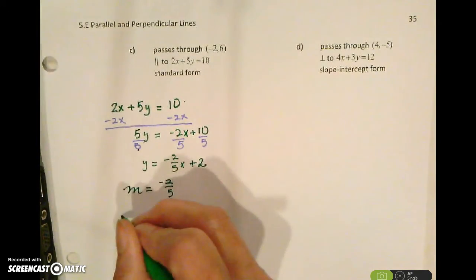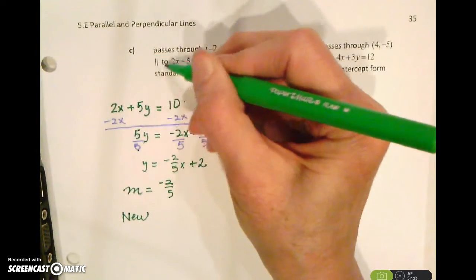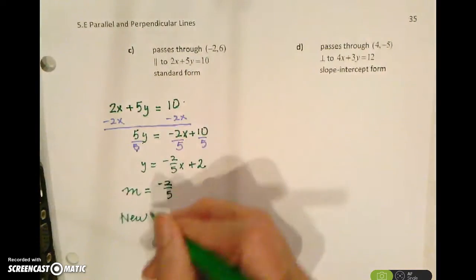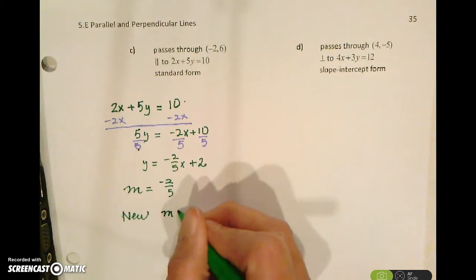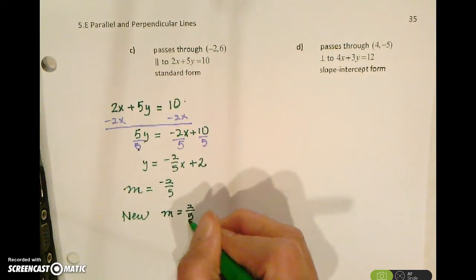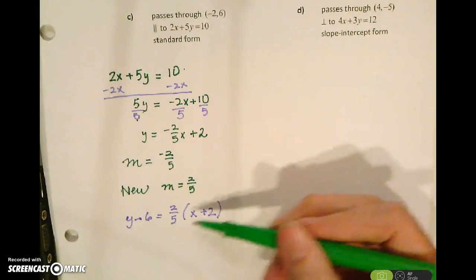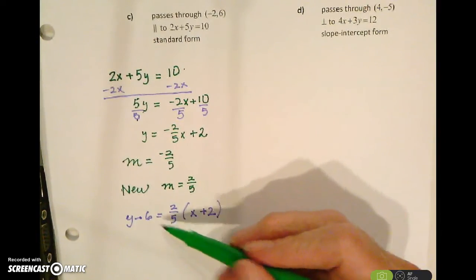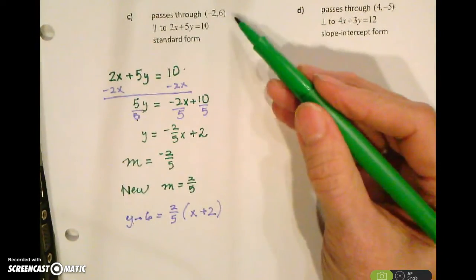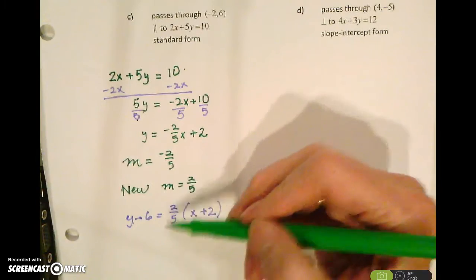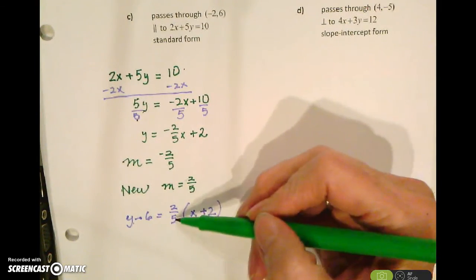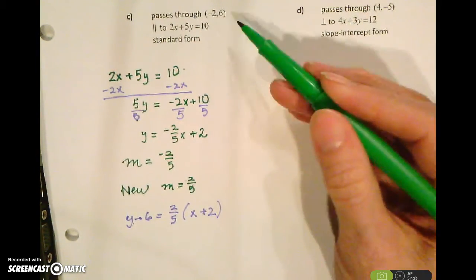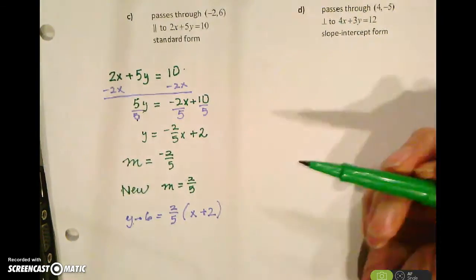Now for my new line, I want to come up and remember that it's going to be parallel, so it needs to have the same slope. So it's going to be m is equal to negative 2/5. So now I'm going to put it in point-slope form because I have a point and the slope. So y minus, come up here and get my y value 6, is equal to my new slope, which is negative 2/5, and then x minus a negative 2, which gives me plus 2.